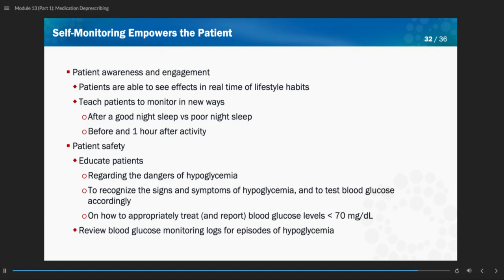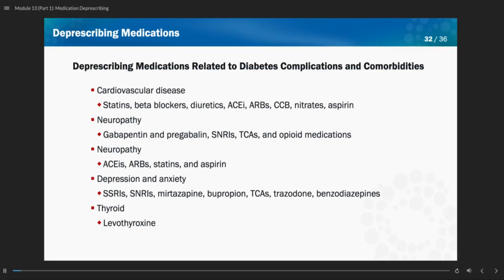You want to make sure when you're reviewing the blood sugar logs provided by patients that you are looking for those episodes of hypoglycemia, just in case your patients are not telling you about those. Now we're going to move into our last objective, and we're going to talk about some other medications and classes of medications that need to be assessed.